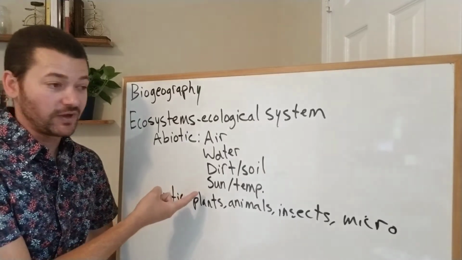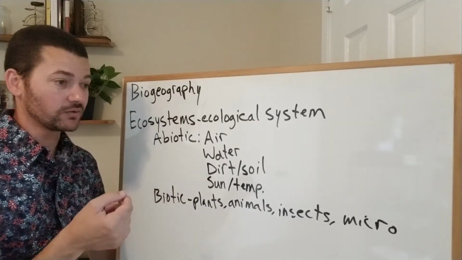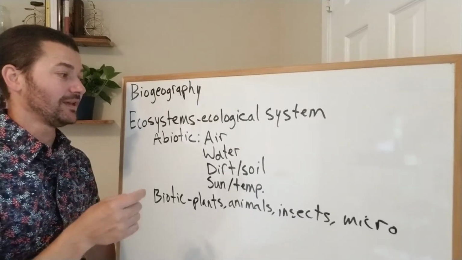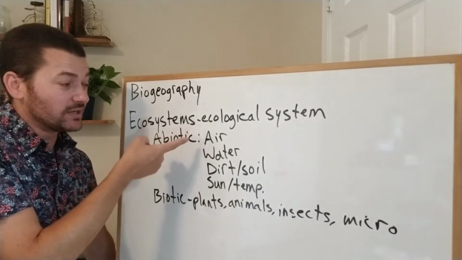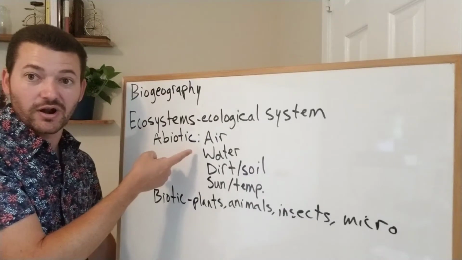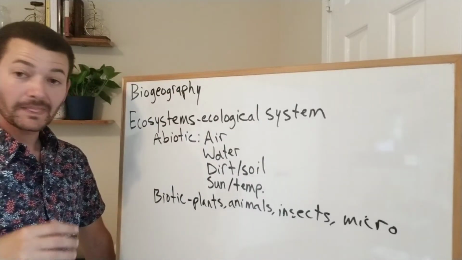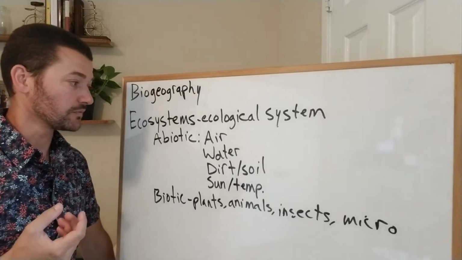Temperatures, it's hot in Death Valley. It does get cold in the winter, but it's easily 120 degrees in the summertime. Air quality is good, but dusty. Water, it's dry, it's a desert, but you get that trickle down from the mountains. So that's the abiotic part of Fish Creek.